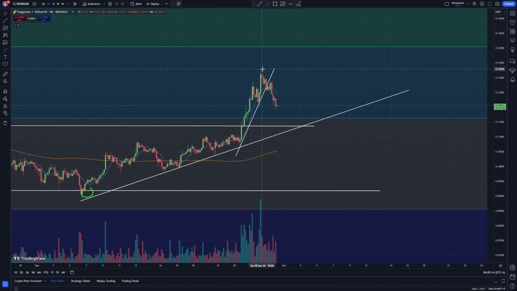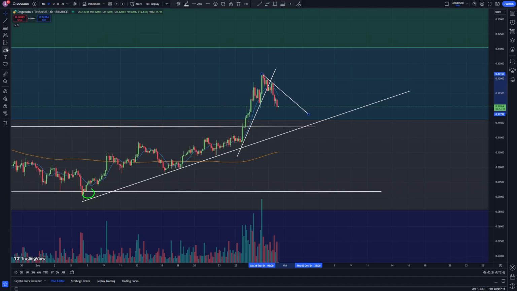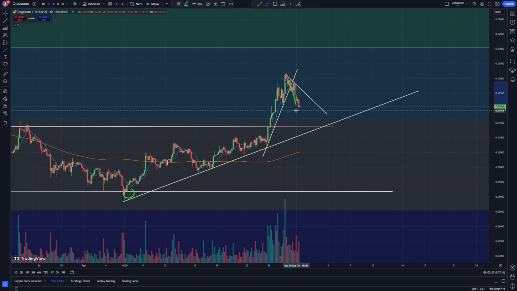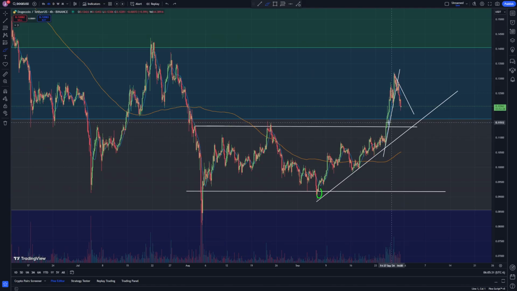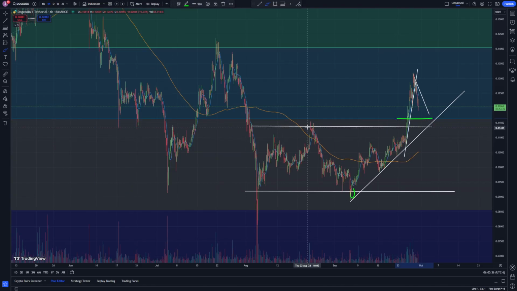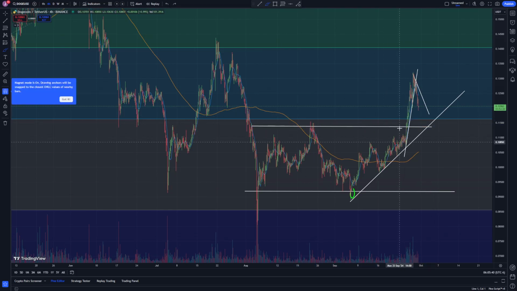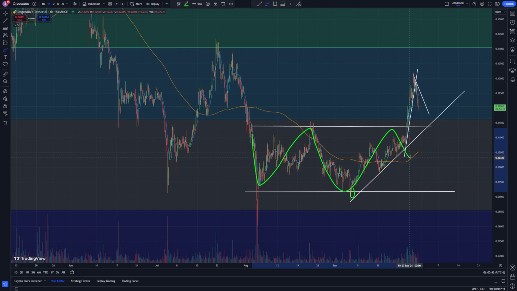So now we have resistance, resistance. Let's draw a different line, maybe something like this. Once we break this trend line going to the upside, then we can start getting a little bit more bullish. Since we're heading down, the levels that I'd be looking at for a possible bounce would be this Fibonacci retracement level sitting at around 0.116, or this previous top right here, which was the top of this channel pattern that I was looking at.